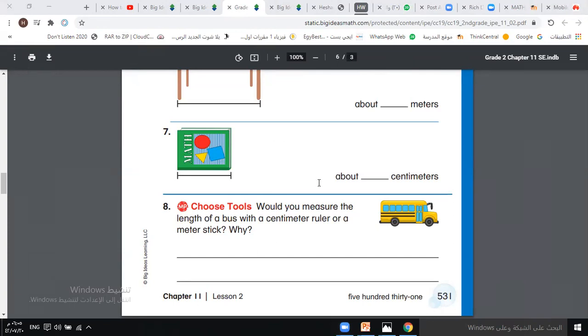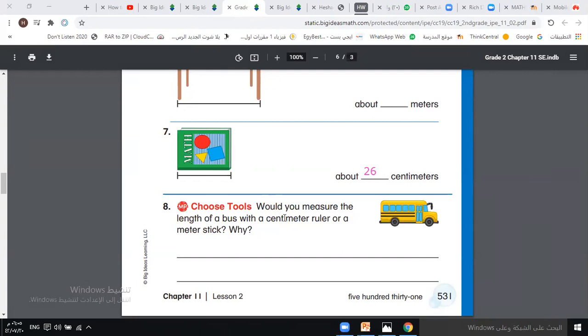26 centimeters. Yes, it's about 26 or 27. Okay, write 26. It's about 26 centimeters. Thank you, my son. Excellent boy. Here, grade 2, we write 26 centimeters, not meters, because it's short. So we use centimeters. Now let's answer number 8.